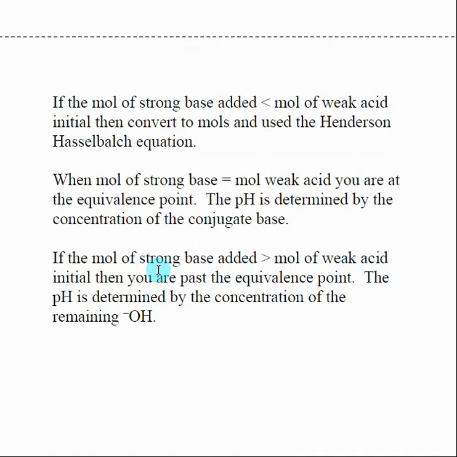And what we want to find now is the number of moles of strong base that remain. So we start with the number of moles of strong base, we subtract the number of moles of weak acid that we had initially, and then what we will do is find the concentration of that hydroxide, and then from that we will find the pH.